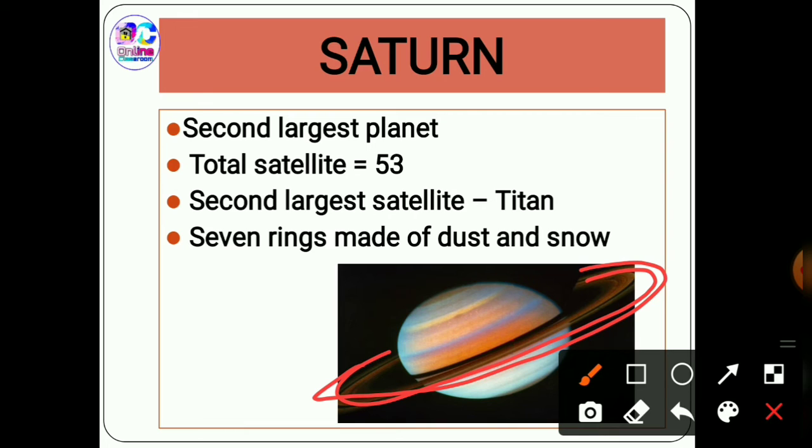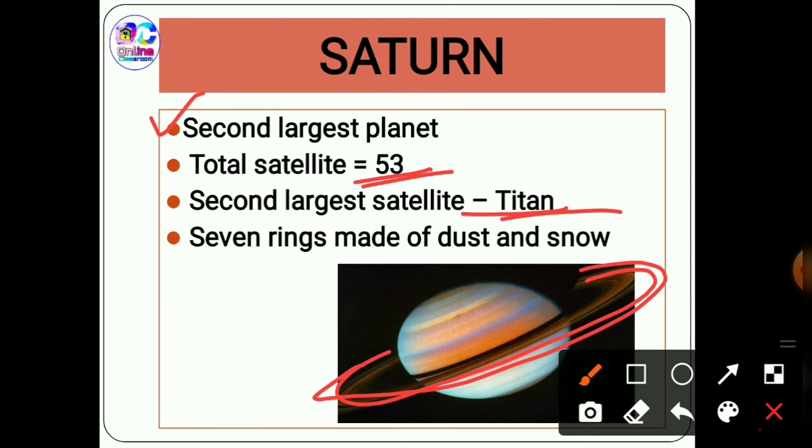Now Saturn is the second largest planet in the solar system, and considering its size, it has the second largest number of satellites, that is 53, and it has the second largest satellite in the solar system, that is also known as Titan.